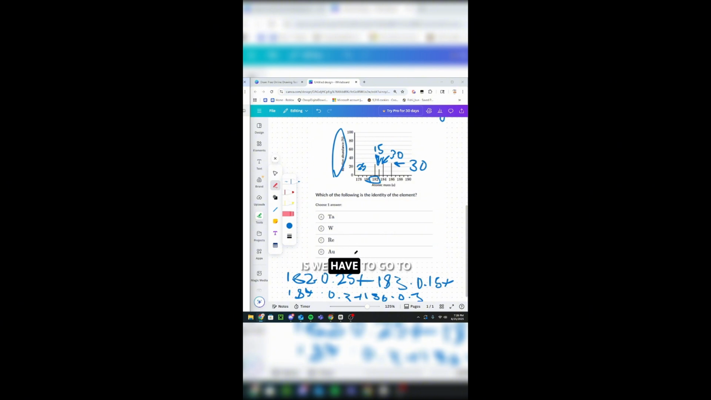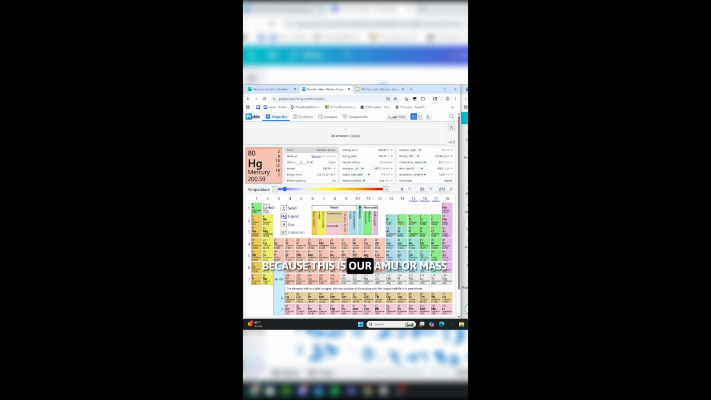mass down here. So what we have to do is go to the periodic table and look for this number, right, the bottom number, because this is our AMU, or mass, and that's the same as this measurement right here. So we're going to look for 183 or 184, and that right there is tungsten. So our answer is B.